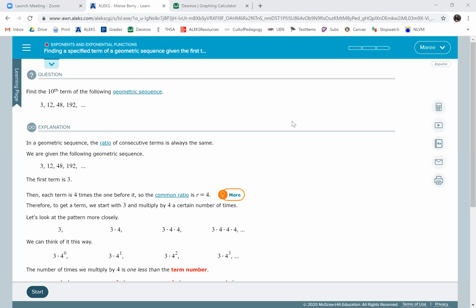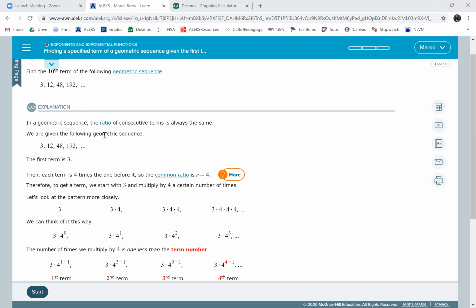I absolutely love this topic. We're finding a certain term of a geometric sequence, and you know the first few terms. So there is a way to look at geometric sequences, and I like how they explained it here.